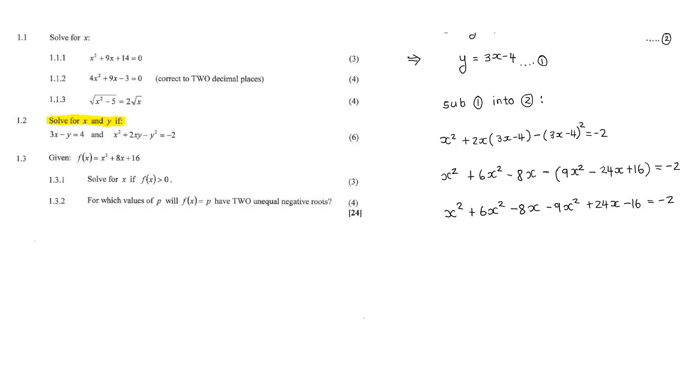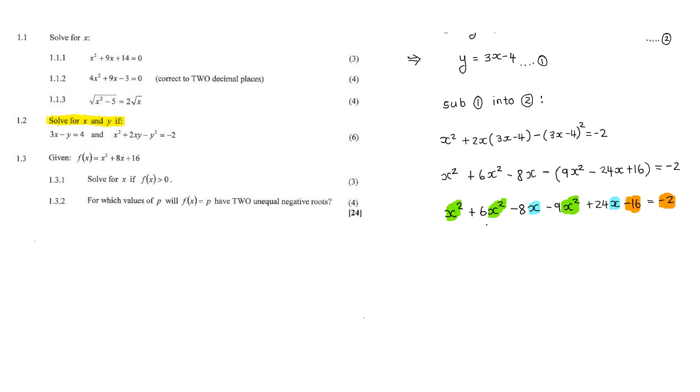Right, so now we just need to collect like terms. We have an x squared term, we have another x squared term, there's another one. And we also have x terms: we have this x term, we have that x term. And then we have constant terms, so we have this minus 16 and this minus 2. This minus 2, we're just going to evaluate by moving it to the left hand side, so it's essentially just a plus 2. Okay, so what do we have?